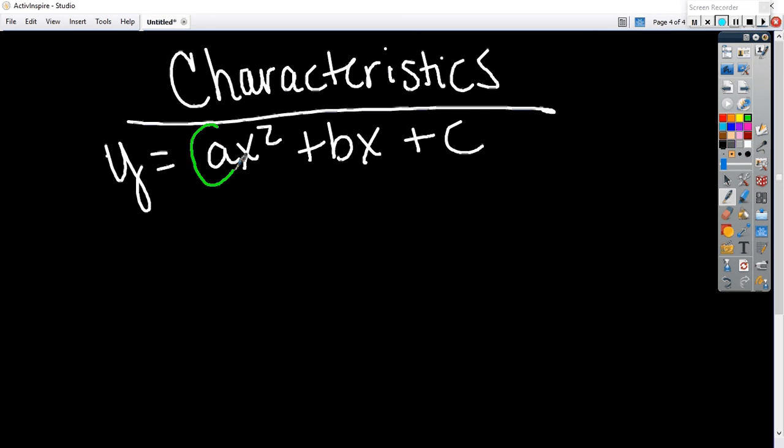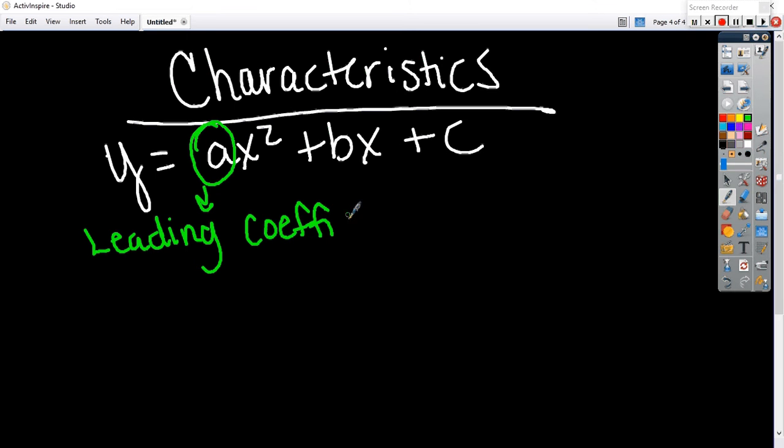So the first thing I want to look at is that A that sits in front. Do you know what it's called? The number that sits in front and leads the equation? The coefficient that sits in front. You're going to know it when I write it. I tried to give it to you. Leading coefficient. That's called the leading coefficient.